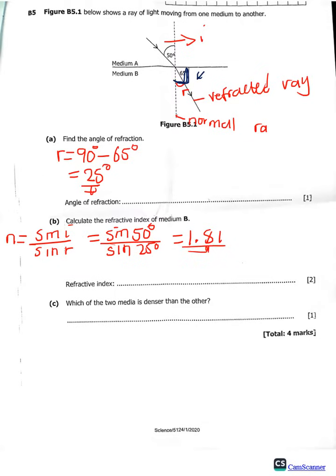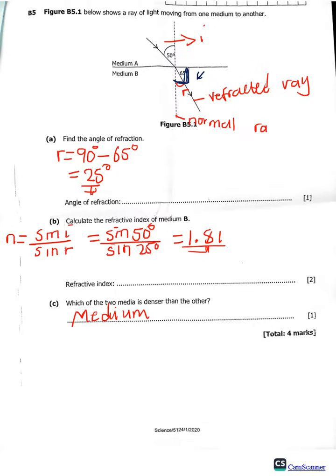Now question C: which of the two media is denser than the other? Between medium A and medium B, which one is denser, which one has the highest density? The one with the highest density is medium B. The reason is, as light moved from medium A into medium B, it bent toward the normal. Whenever light bends toward the normal, that means the medium is denser than where it is coming from.